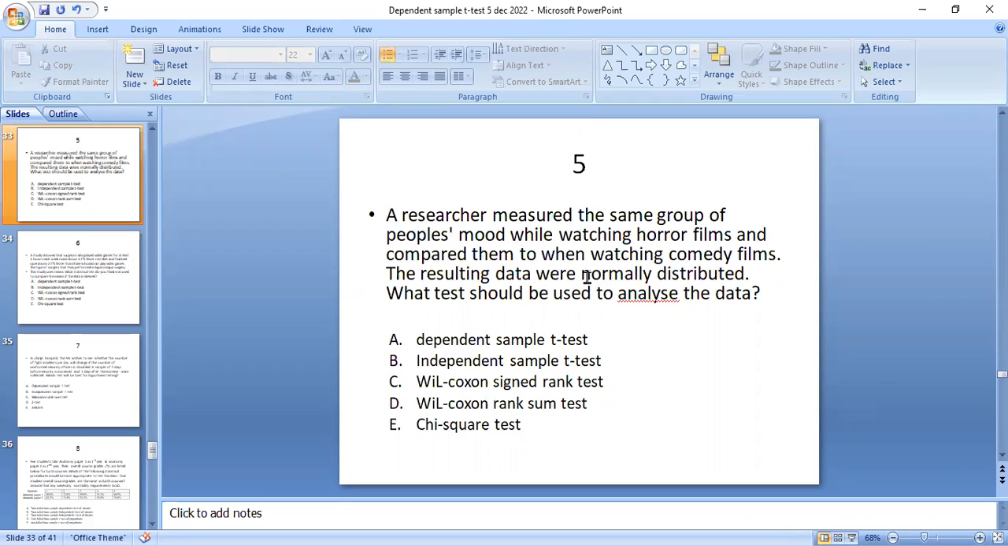Alpha. Yes, alpha is the correct option because the data is normally distributed, and second, the subjects are the same. We will test their mood before and after watching the films. So dependent sample t-test is the correct option, alpha.